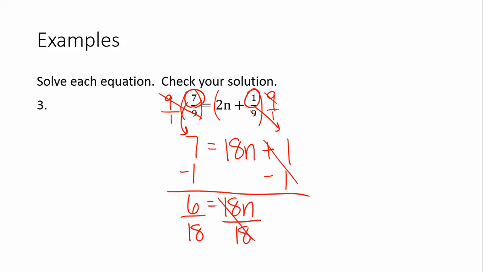18 doesn't go into 6, but 6 over 18 can reduce. If we divide the top and bottom by 6, we get that n equals 1/3.